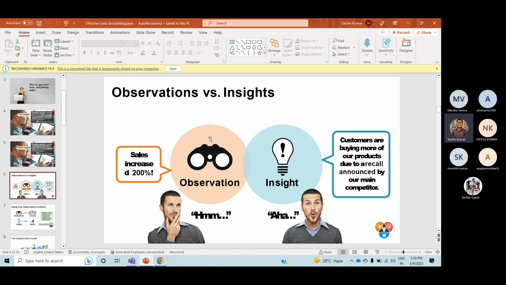But in the insight domain, we think that customers are buying more of our product due to an announcement by our main competitor. So these are the insights we have gained, and by these insights we can leverage more opportunity in the upcoming time. Observation and insights are different things in the data field, and that's why it's an emerging market.